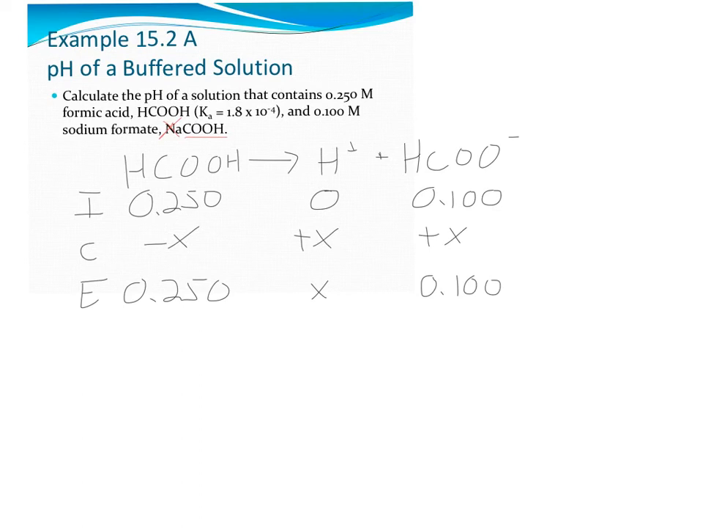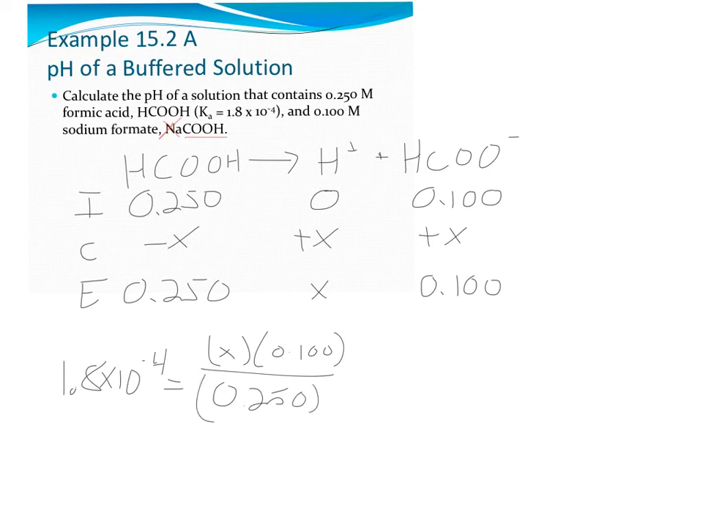We get that, and Ka 1.8 times 10 to the negative 4th equals X times 0.1 divided by 0.25. And our X value comes out to be 4.5 times 10 to the negative 4th. And our pH is 3.35.